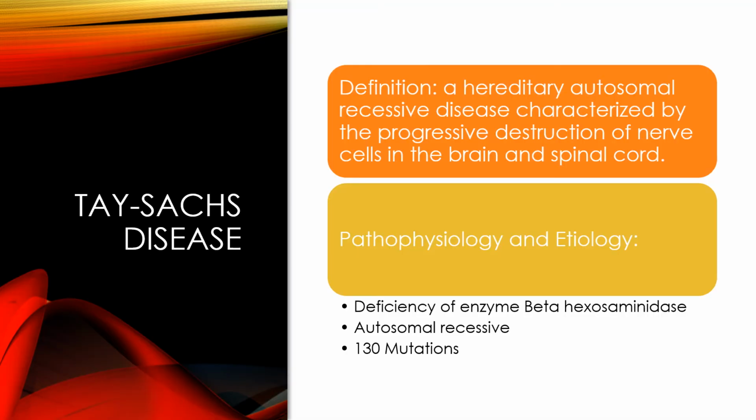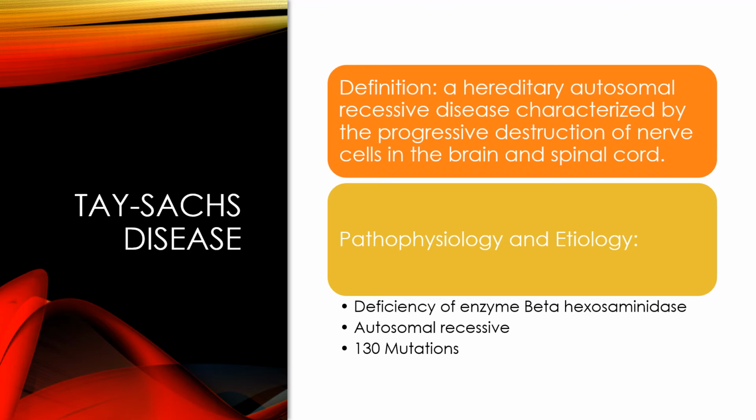Tay-Sachs disease is a hereditary autosomal recessive disease characterized by the progressive destruction of nerve cells in the brain and the spinal cord. It's rare. Usually it affects Jewish children of Eastern European descent. It causes impaired mental development, progressive muscular weakness, seizures, and unfortunately early death.